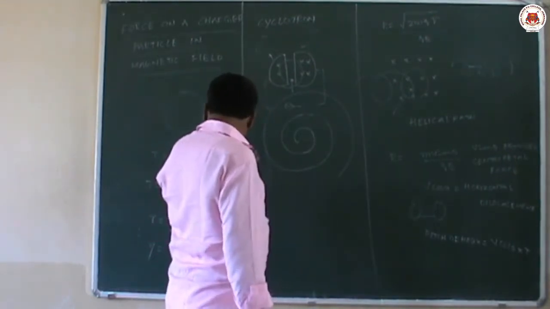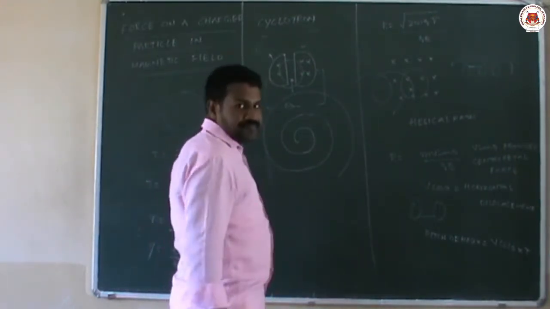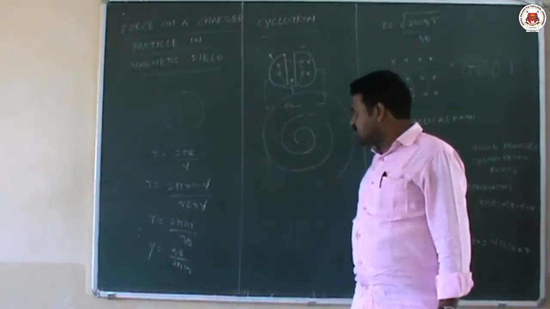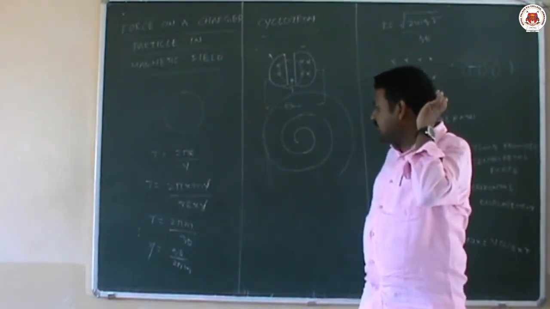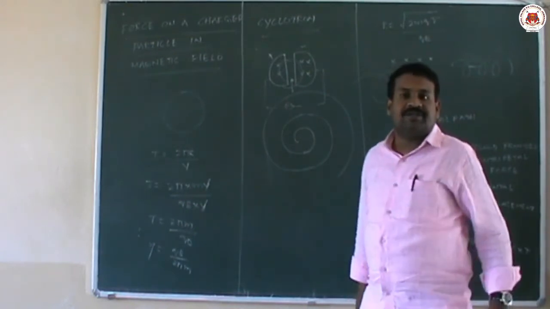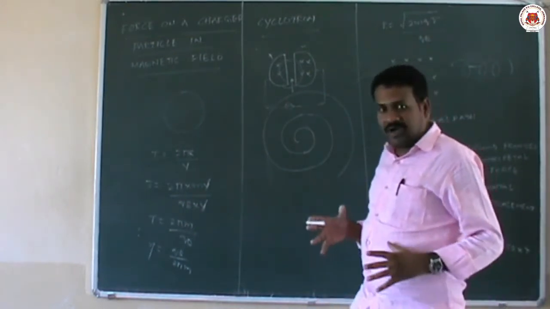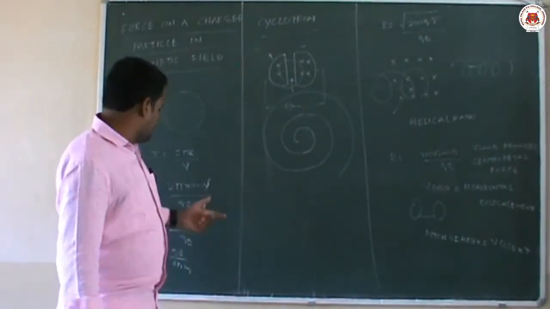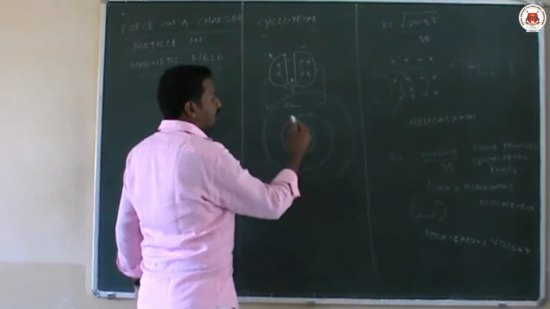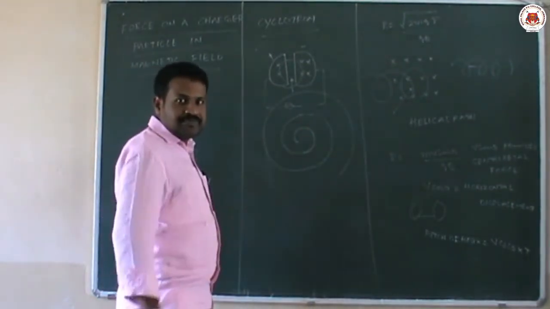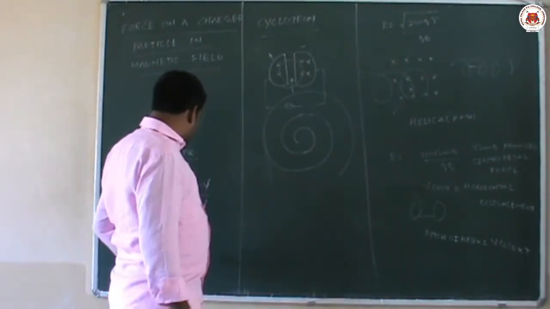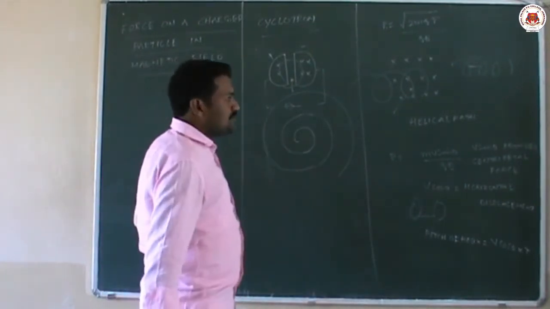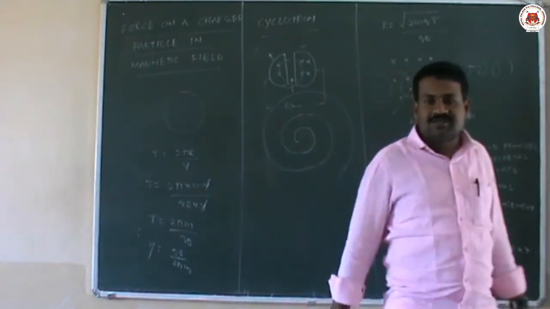And time period is independent of speed. So when radius increases, what happens to kinetic energy? Kinetic energy increases. So highly accelerated charged particles can be made. You can increase the speed. If you increase the radius, r is proportional to v. Speed increases. When speed increases, kinetic energy also increases.